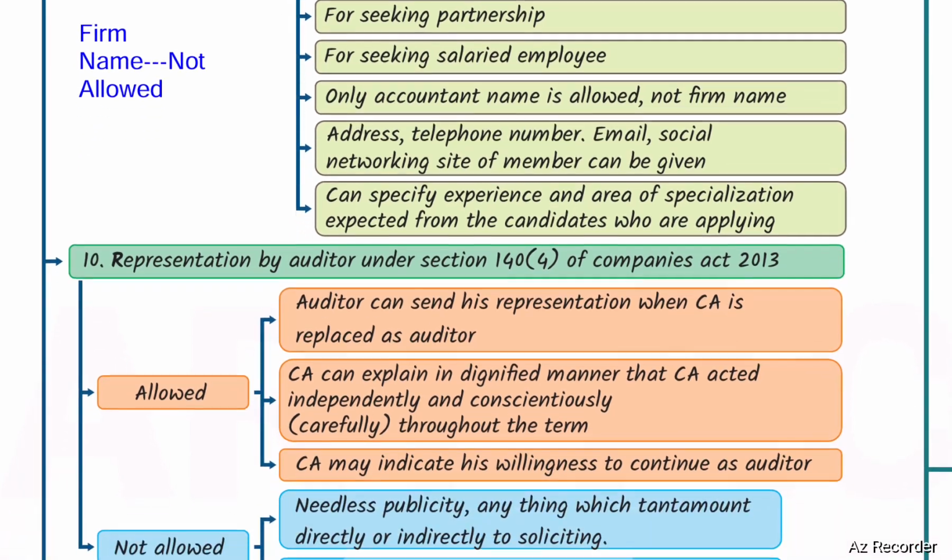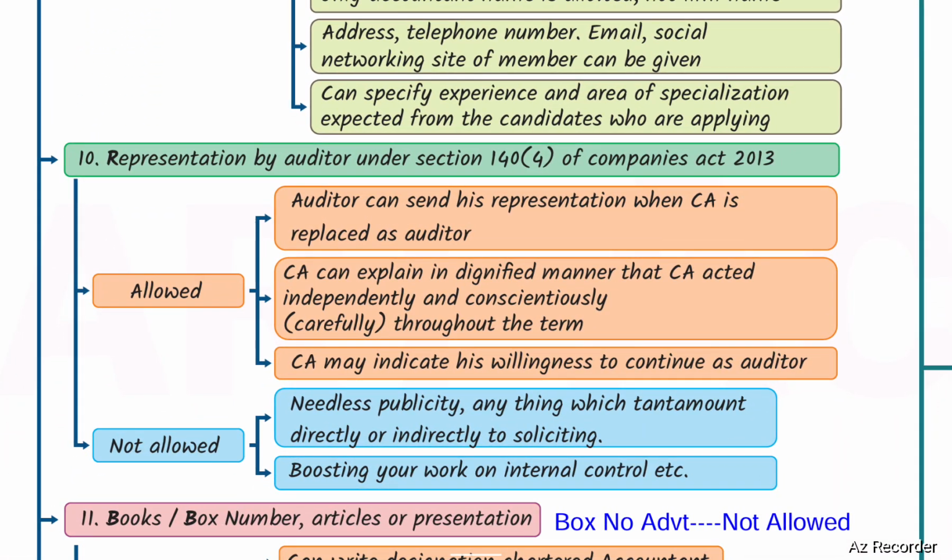Representation by auditor under section 140 subsection 4 of the Companies Act 2013 is allowed. The auditor can send his representation when the CA is replaced as auditor. The CA can explain in a dignified manner that the CA acted independently and consciously, that is carefully, throughout the term. The CA may indicate his willingness to continue as auditor.